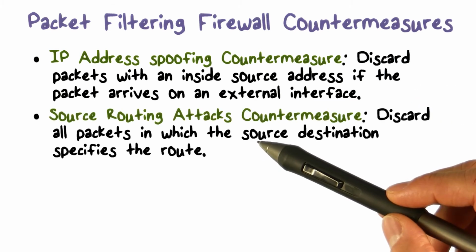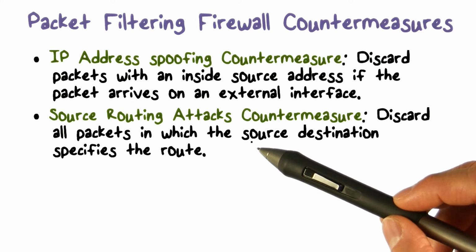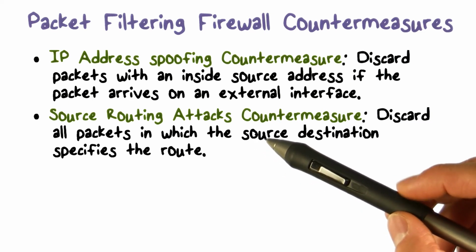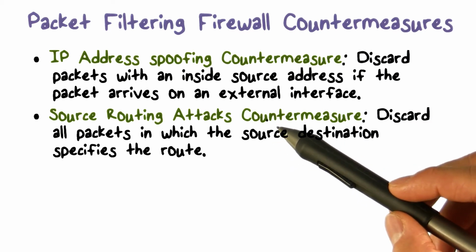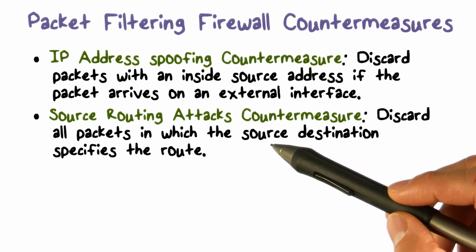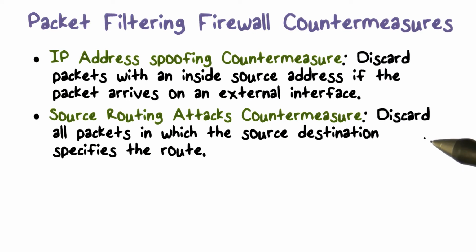A related attack is the source routing attack. Here, the attacker specifies the route that a packet should take as it crosses the internet, and the attacker hopes that this will bypass security measures and checks along the way. A countermeasure is for the firewall or the router to discard all packets that use this option.